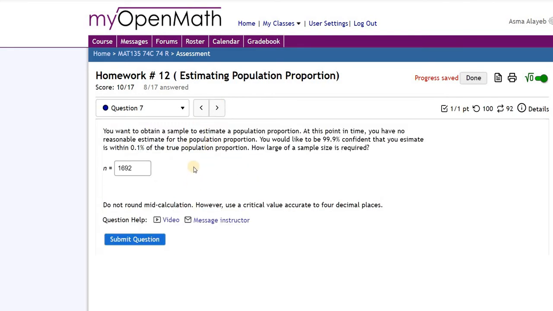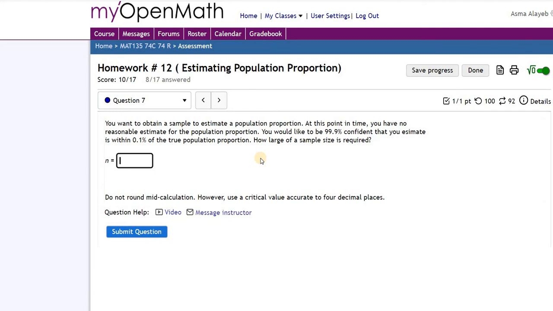All right, let's see here. You want to obtain a sample to estimate a population proportion. At this point in time, you have no reasonable estimate for the population proportion, which means P hat is going to be 50% if you don't have an estimation for the population proportion. You would like to be 99% confident, so the level of confidence is 99%, that your estimate is within 0.1% of the true population proportion, which is the margin of error. The margin of error is 0.1%.